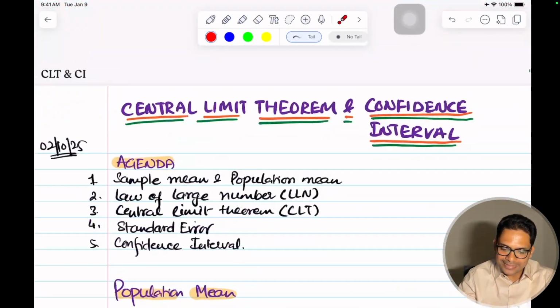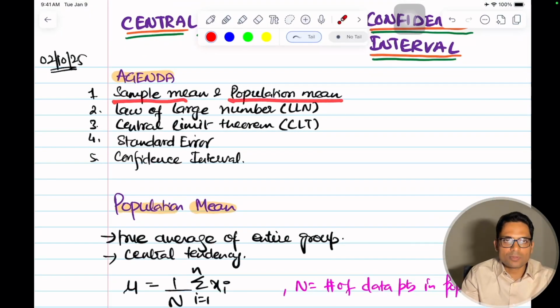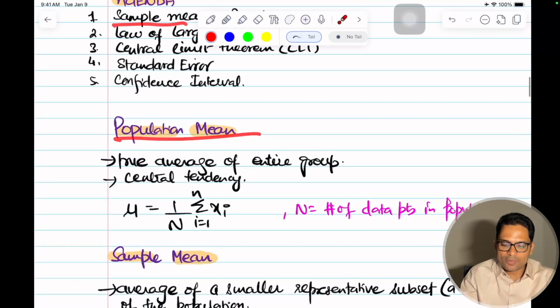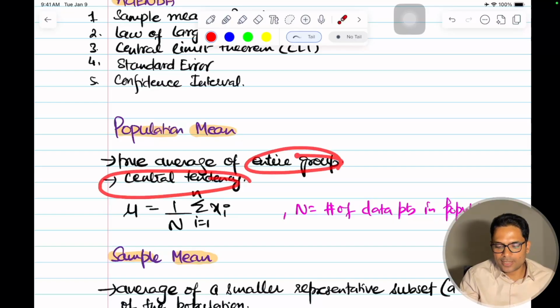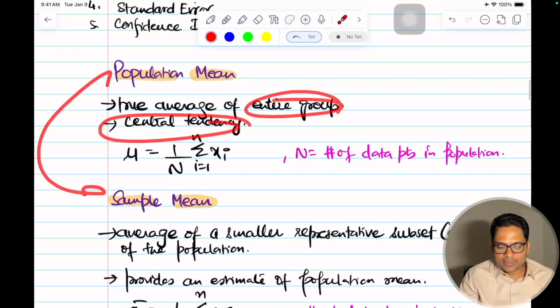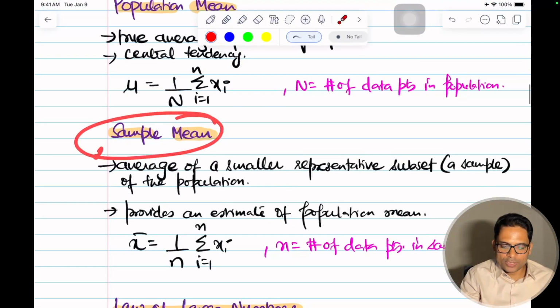We have studied a lot of things, including what is sample mean and what is population mean. Population mean is the true average of the entire group, the central tendency of the entire group. The population can be a city, a class, or the whole country, depending upon the context. That is generally estimated using sample mean, so I use the sample mean to estimate the population mean.